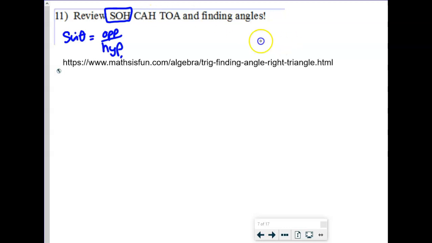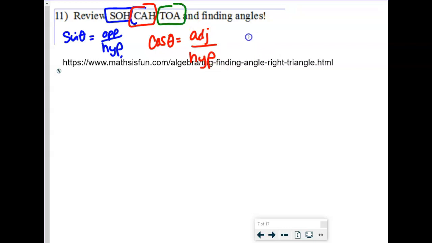So what does CAH stand for? Let's change color. Cosine of the angle equals the adjacent leg over the hypotenuse. Very good. And then TOA stood for the tangent of the angle. Very good. Equals opposite leg over adjacent leg. And yes, you have to have these memorized.